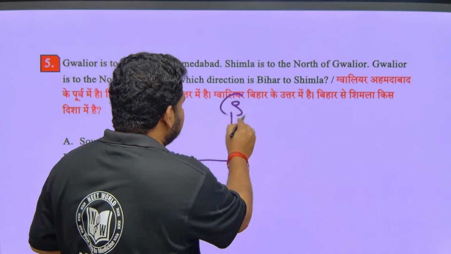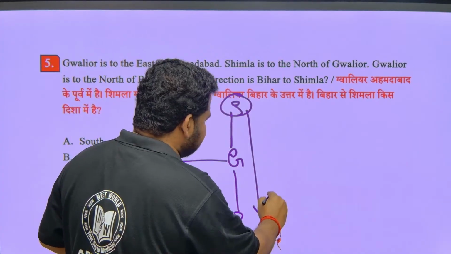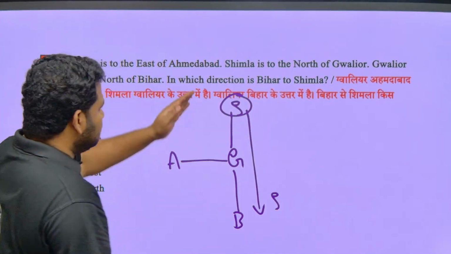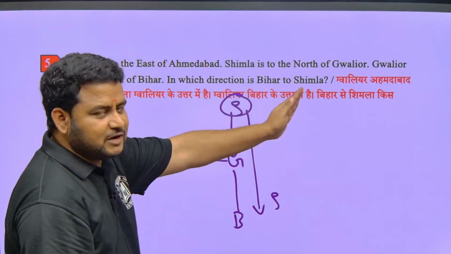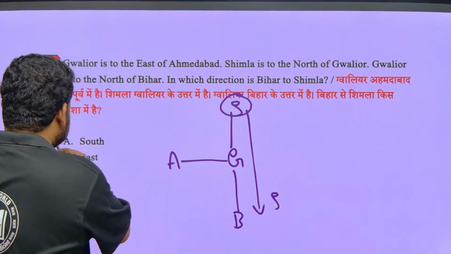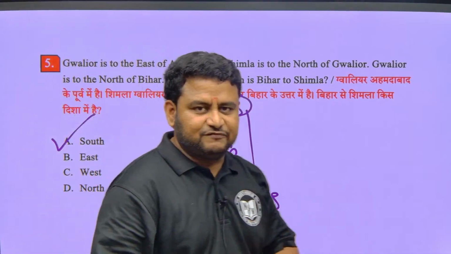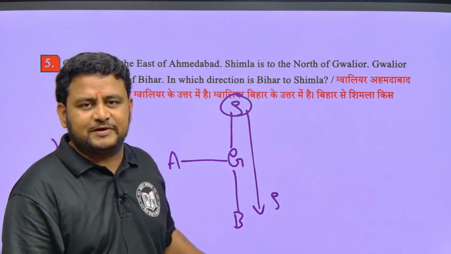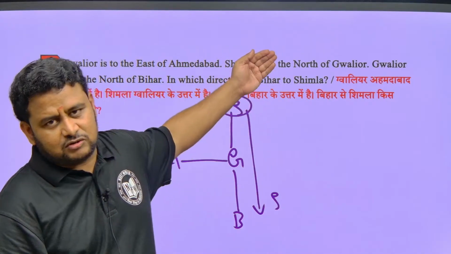Shimla is here. Bihar is in which direction? Downward direction. Downward means what? It is south. So to Shimla, Bihar is in the downward direction, that is nothing but south. The answer is option A, south. No need to get confused. If you think about Shimla from Bihar, Shimla is in the north direction.